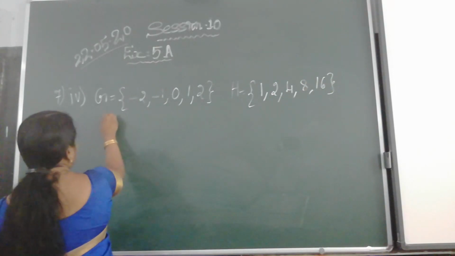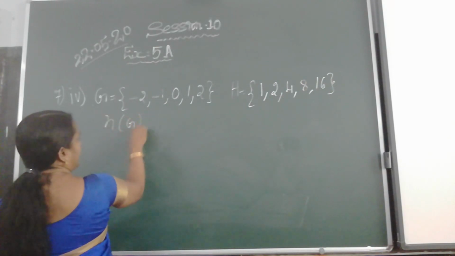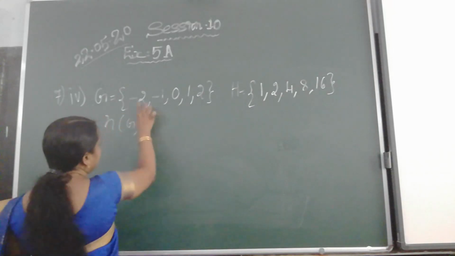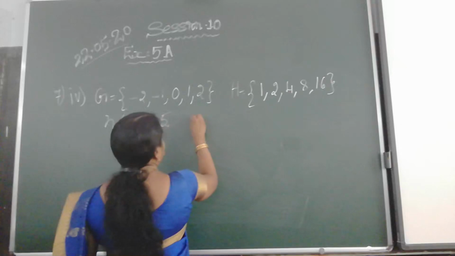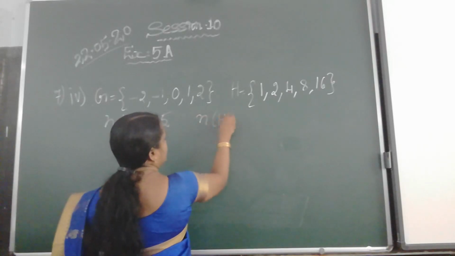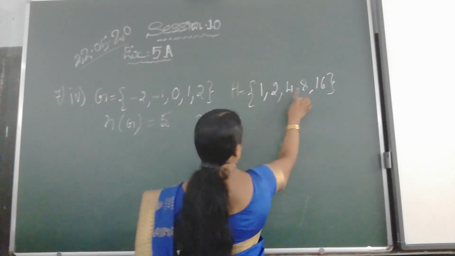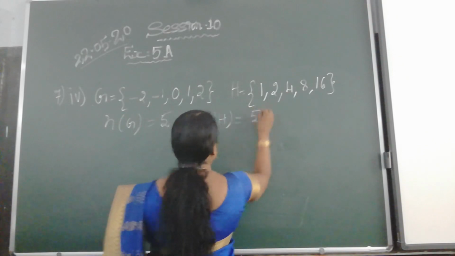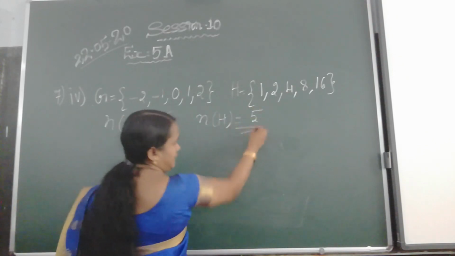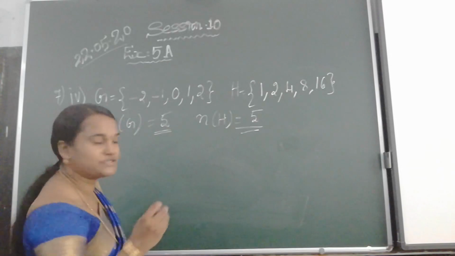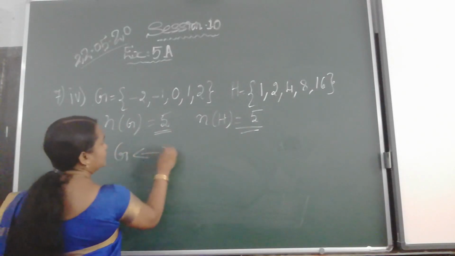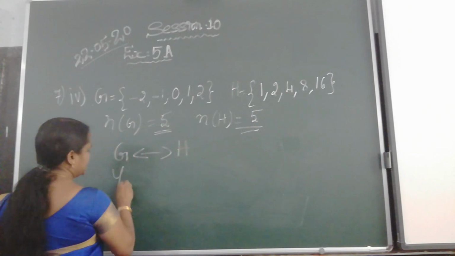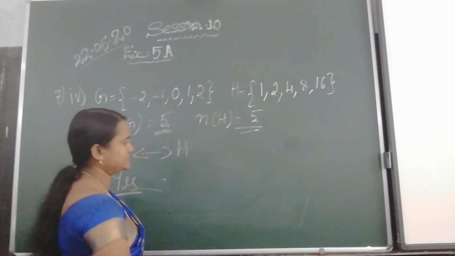Now the cardinal number of G. The cardinal number of G, how much are we getting? 1, 2, 3, 4, 5. Here 5. And the cardinal number of H, how much are we getting? 1, 2, 3, 4, 5. That means the cardinal numbers we are getting are the same. Isn't it? The cardinal numbers are the same, which means G is equivalent to H. These are equivalent sets.